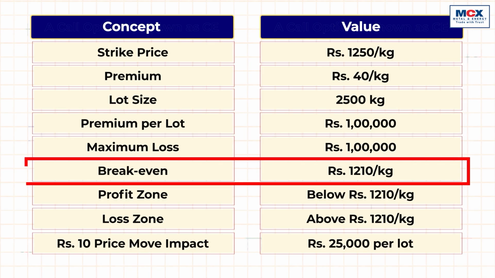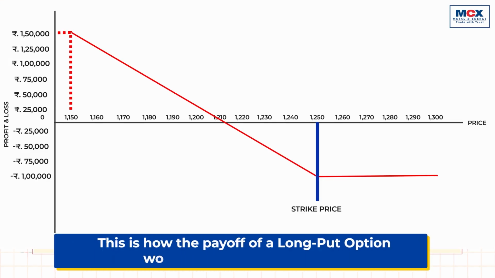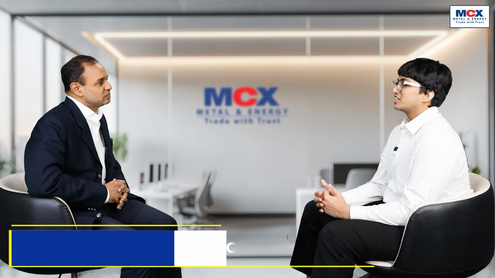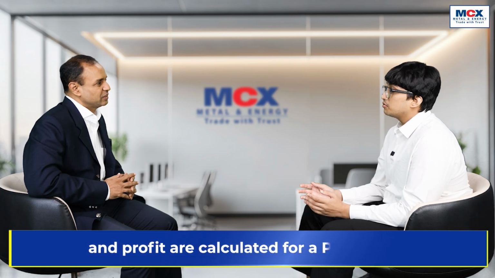The break-even price is Rs 1210 per kg. The trader starts making profit only if copper futures expire below Rs 1210. This is how the payoff of a long put option works in MCX options. Great. I now understand how the payoff, maximum loss, break-even price and profit are calculated for a put option.